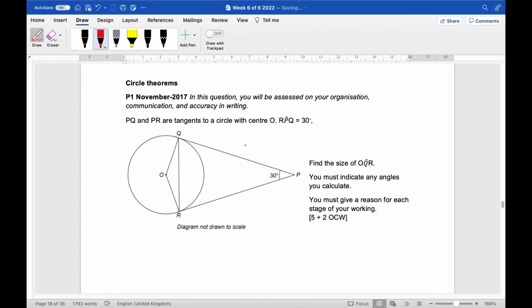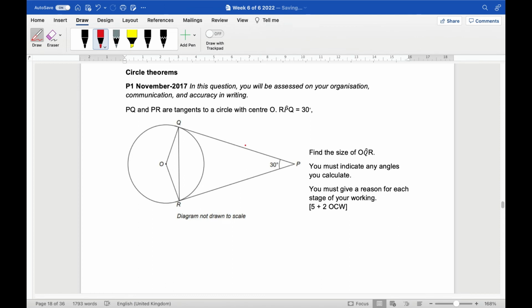Okay, let's start with this one then. PQ and PR are tangents to a circle. Our rule of tangents is that any two tangents from the same point are equal in length. Therefore, by connecting Q to R, like I've done there, that is an isosceles triangle.